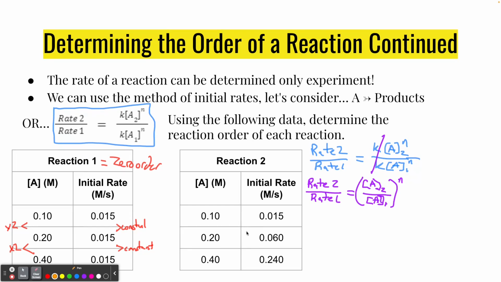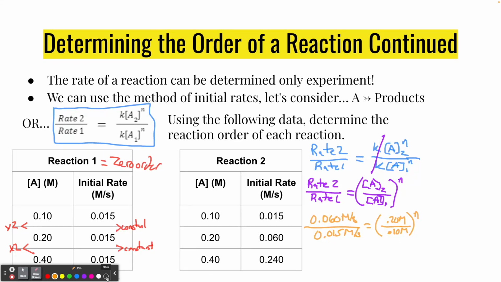So like I said, I'm going to do trial 2 and trial 1 here. So I'm going to plug in 0.060 molar per second divided by 0.015 molar per second, equal to the concentration of A, which is going to be 0.2 molar, divided by the concentration of A at rate 1, so 0.1 molar, raised to the n power.